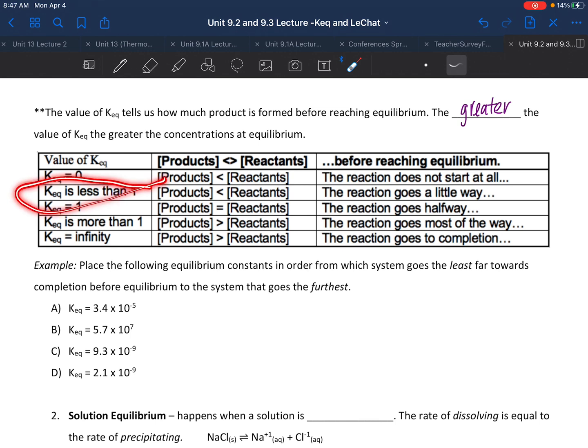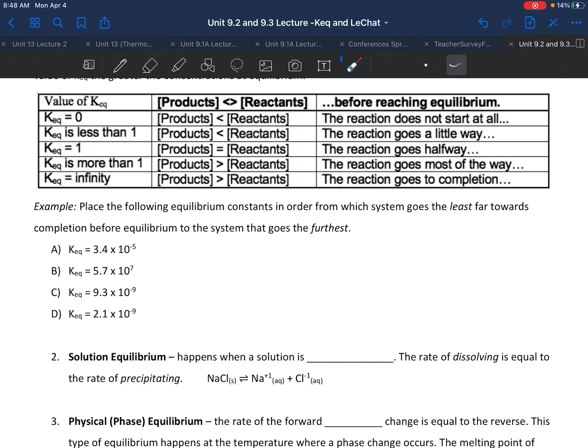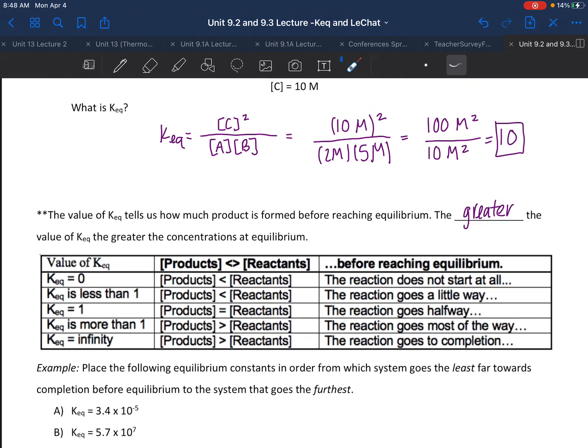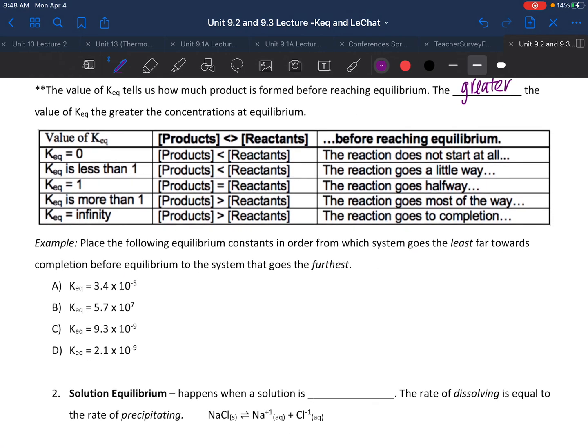If you have it less than 1, your reaction goes a little way, but it's actually going more in the reverse than the forward. If you have an equilibrium constant equal to 1, that means your products and reactants are equal. If it's more than 1, then your reaction is mostly going towards your products. And if you get an infinite number, it must have gone all the way.